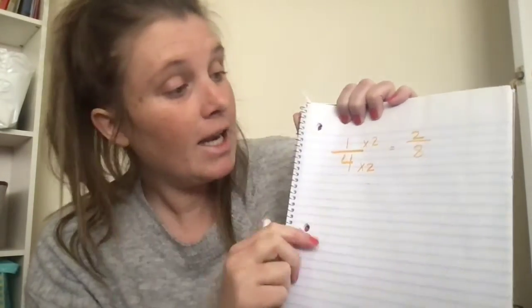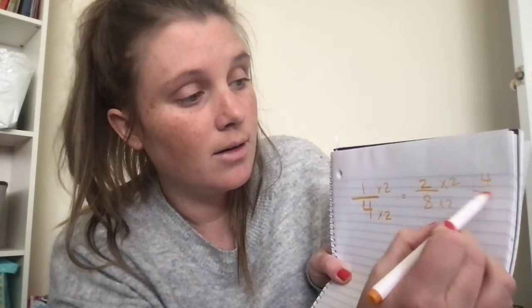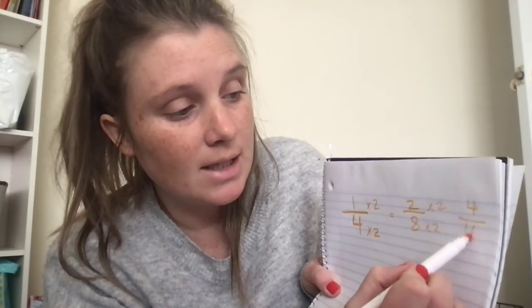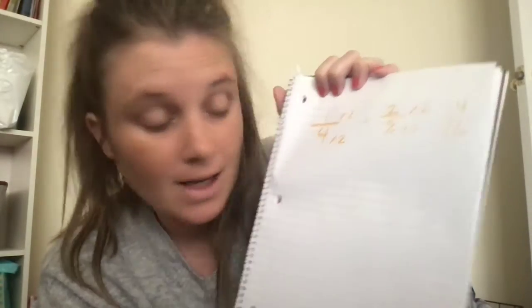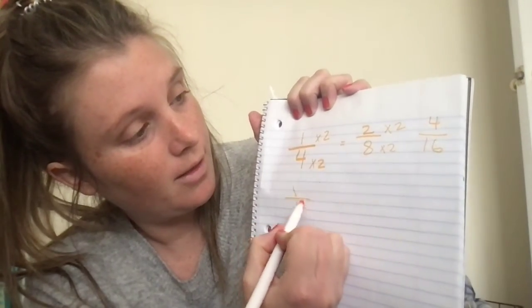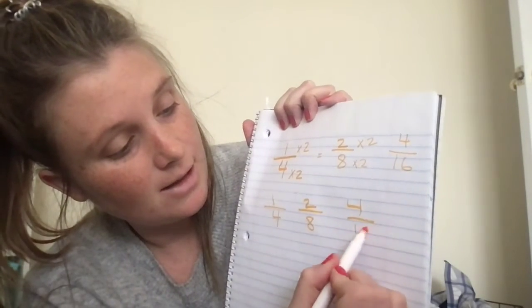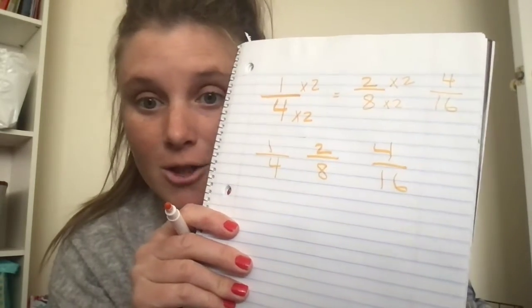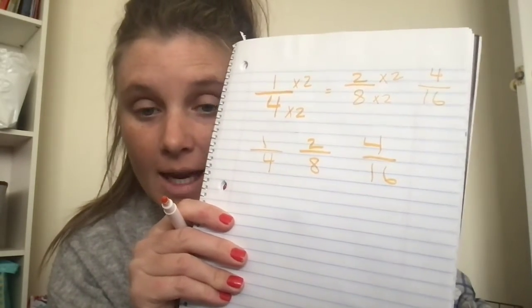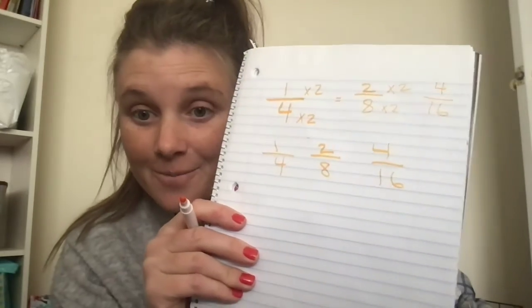Okay? Now let's keep going with that. Okay? Let's multiply 2/8 top times 2 and the bottom times 2. 2 times 2 equals 4 and 8 times 2 equals 16. Guess what that shows us? 1/4 and 2/8 and 4/16 are all equivalent fractions. They all equal the same size piece, right? Cool, huh? Okay, let's do another one.